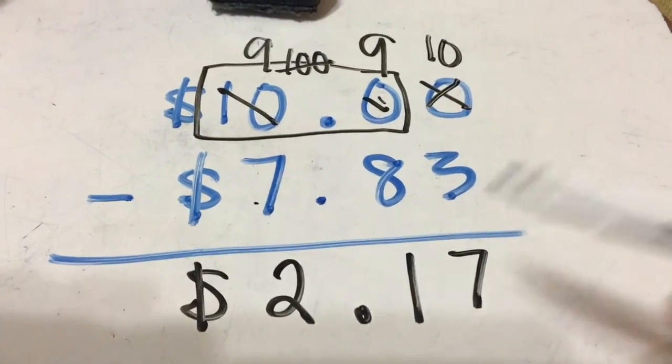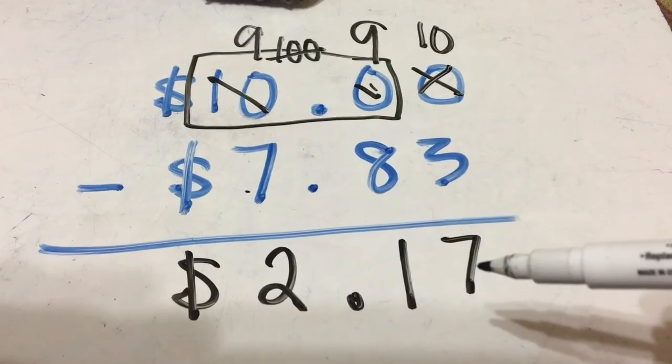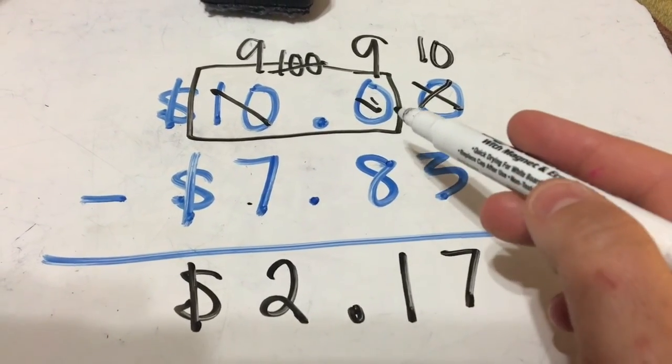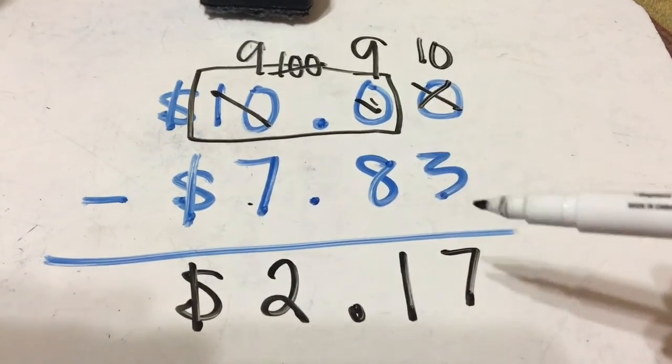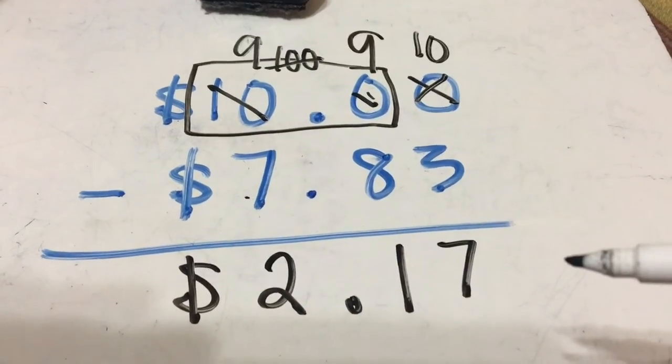$2.17 is the answer there. Now you can do it the way that your parents show you how to do it too. This is just the way that I always show you how to do it, just to cut out a step and make life a little less chaotic for you.